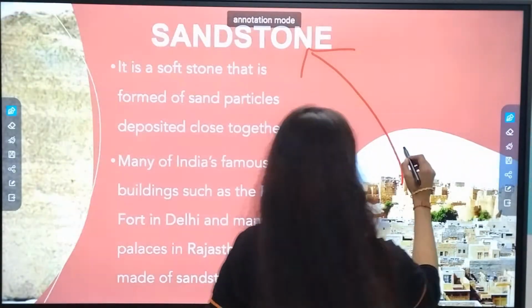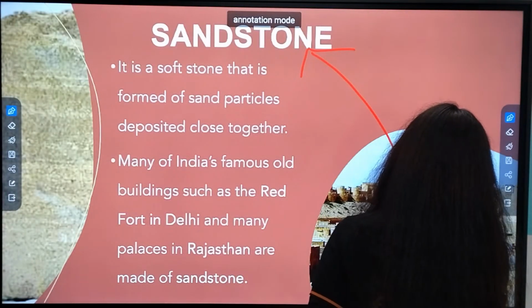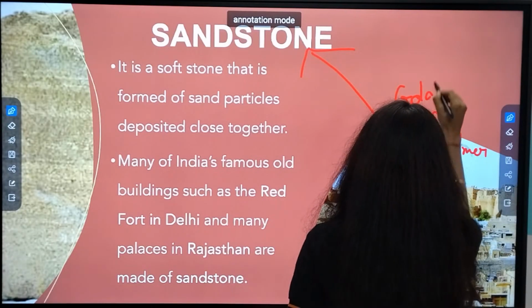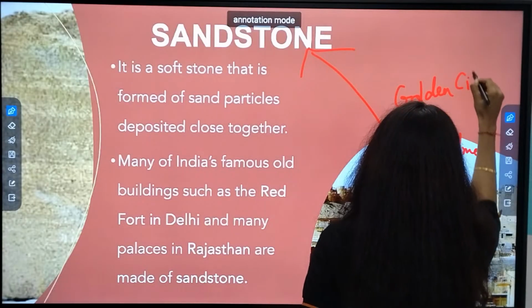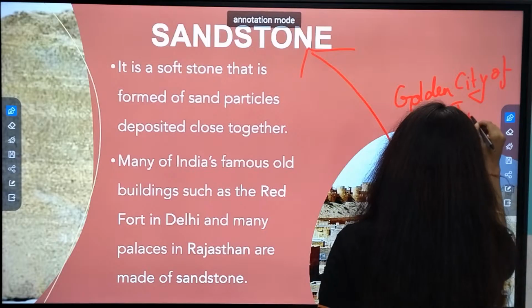And this city is known as Jaisalmer, Golden City of India.